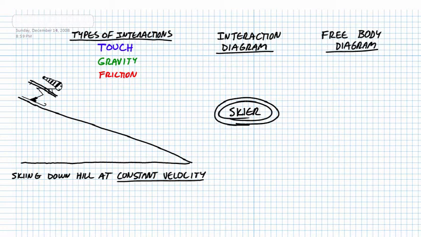Now, we have different types of interactions. First of those is touch. Look at anything touching the skier, and we can see that the hill's touching the skier, so we'll represent that like this. The blue arrow represents touch force, and we'll put a T on it so that there's no question.